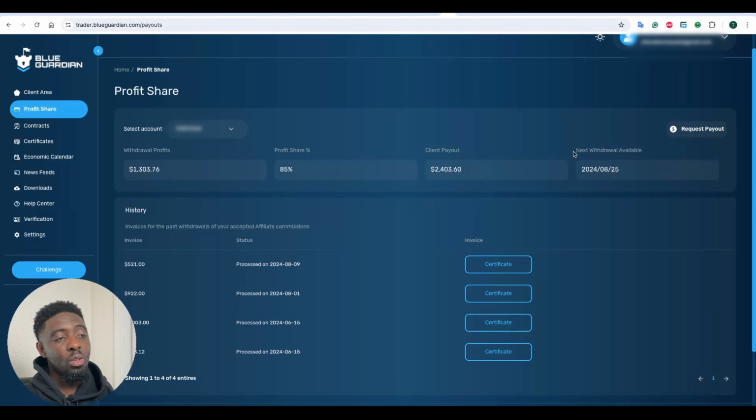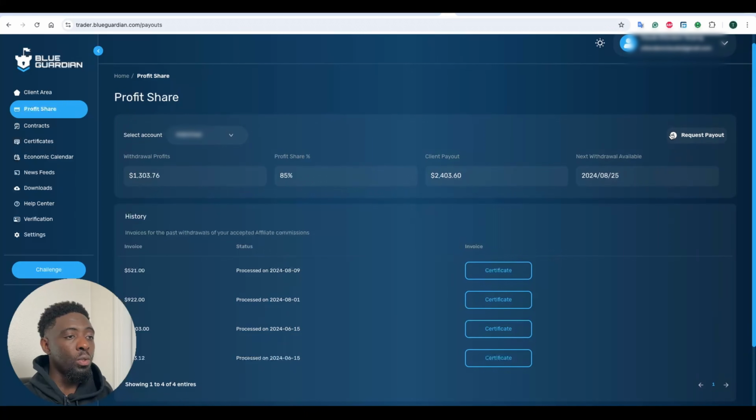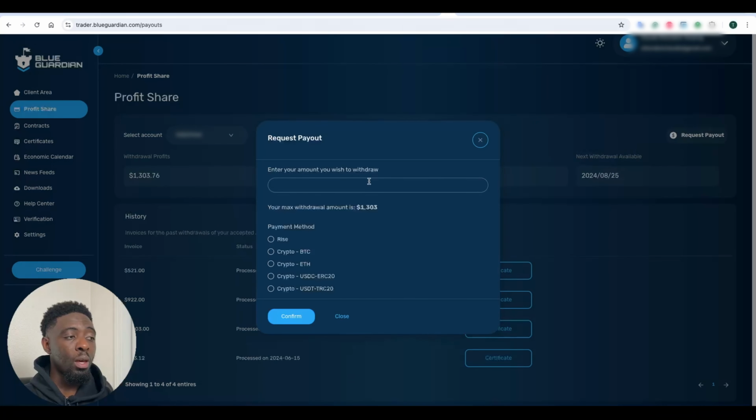Now it's going to tell you when your next withdrawal is available. This was available on the 25th, I think that was yesterday, but I'm just doing this today because I didn't have time to record this yesterday. So I'm going to do the request. If you're trying to request a payout when it's not the set day, this area right here is going to be grayed out, so you can't even press this button. So you have the account. I'm just going to hit request payout.